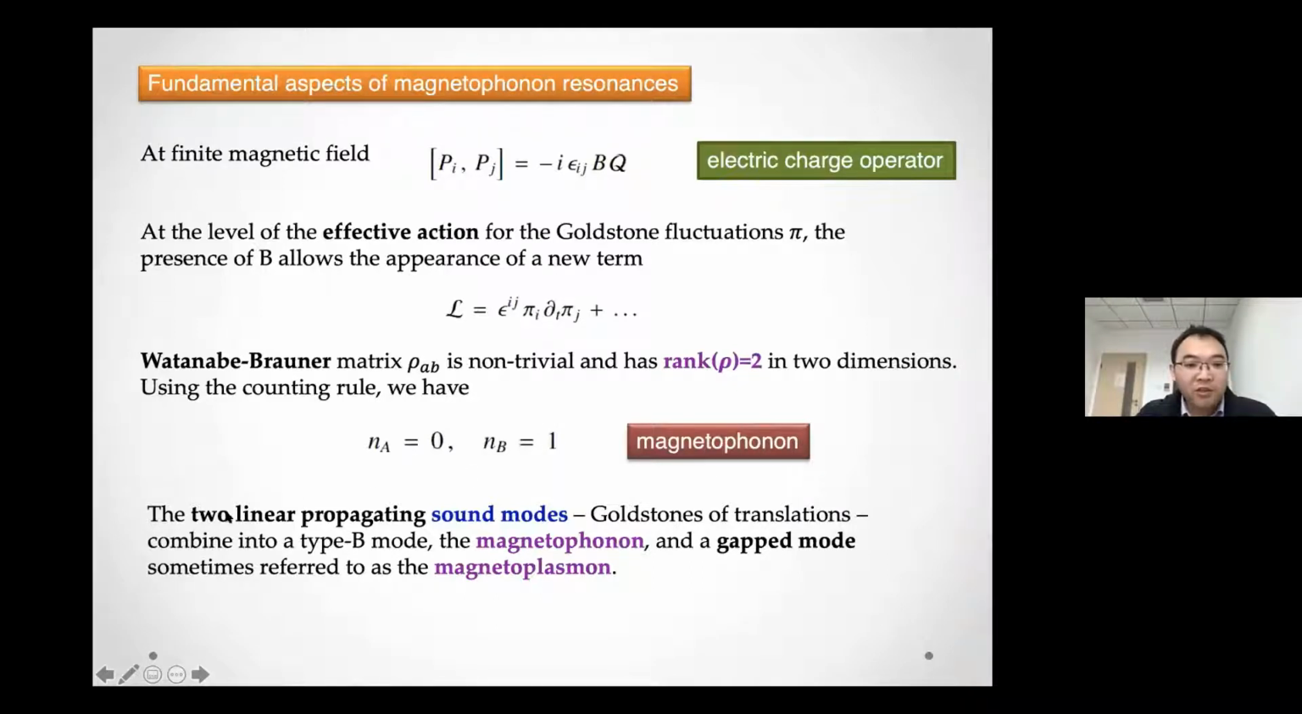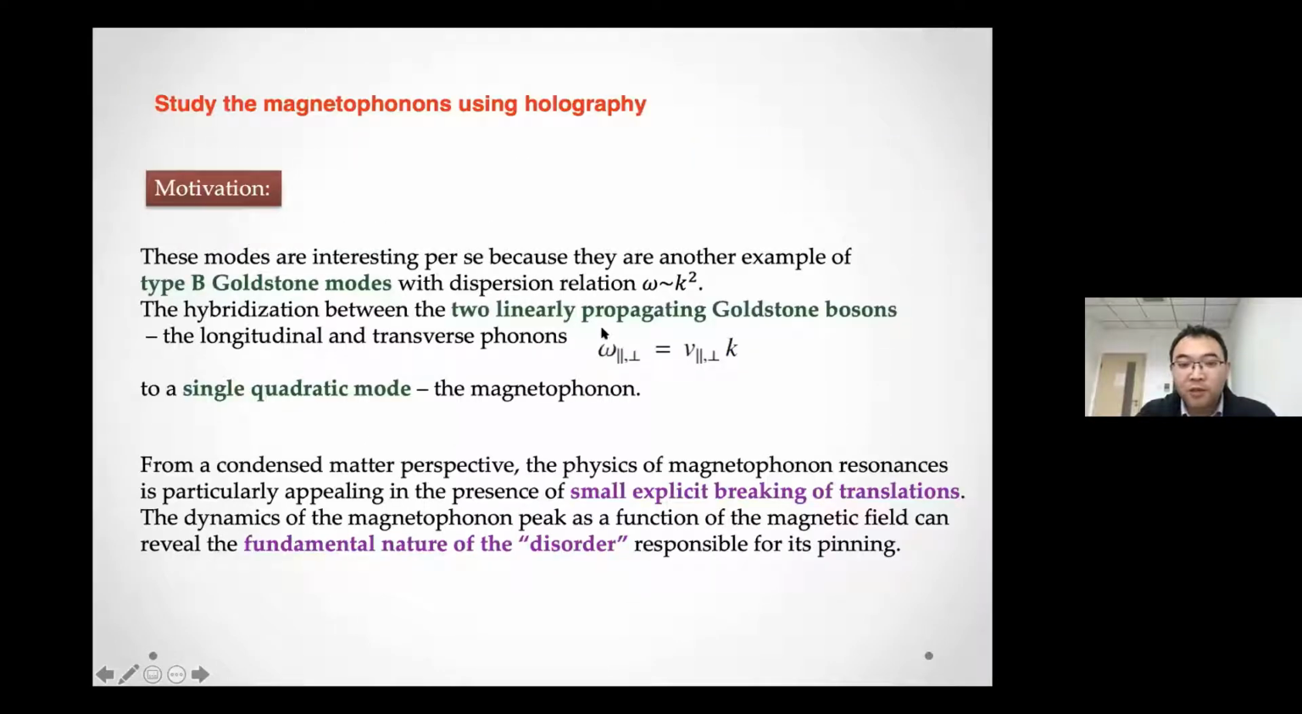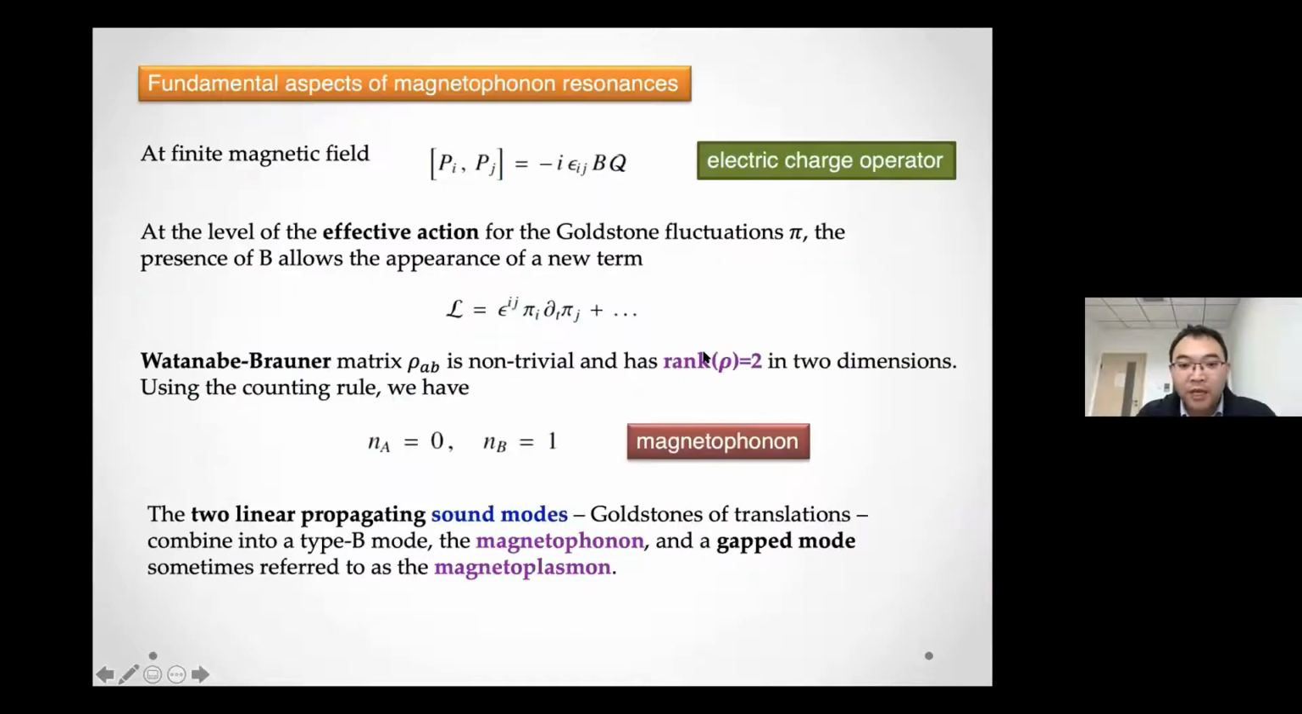So actually, these are 2 linear propagating sound modes. I mean the linear Goldstone modes, the transverse and the longitudinal phonons, and they combine together into a type B mode, this magnetophonon. And furthermore, it also has a partner, a gapped mode we call the magnetoplasma.